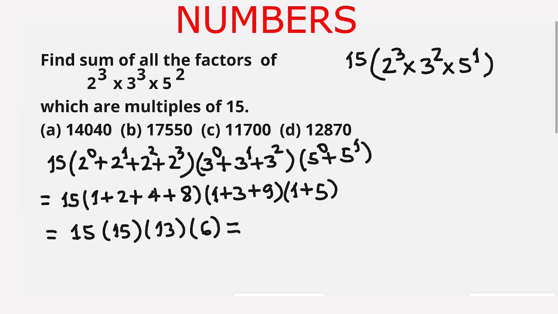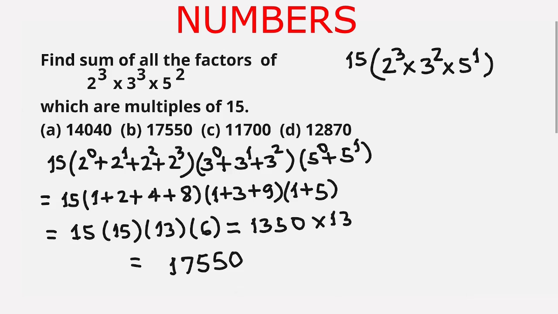15 times 6 is 90, and 90 times 15 is 1350, multiplied by 13. This is equal to 13 times 0 is 0, we write 0. 13 times 5 is 65, we write 5 and carry 6. 13 times 3 is 39. 39 plus 6 is 45, we write 5 and carry 4. 13 times 1 is 13 plus 4 is 17.